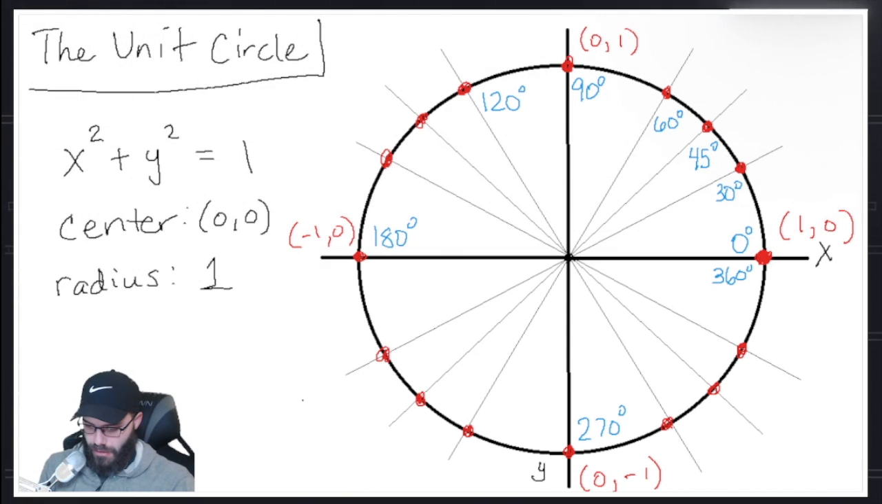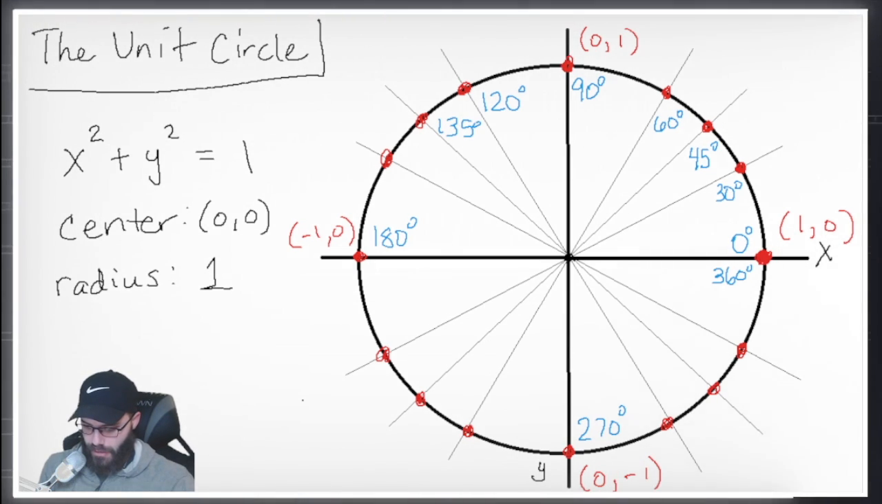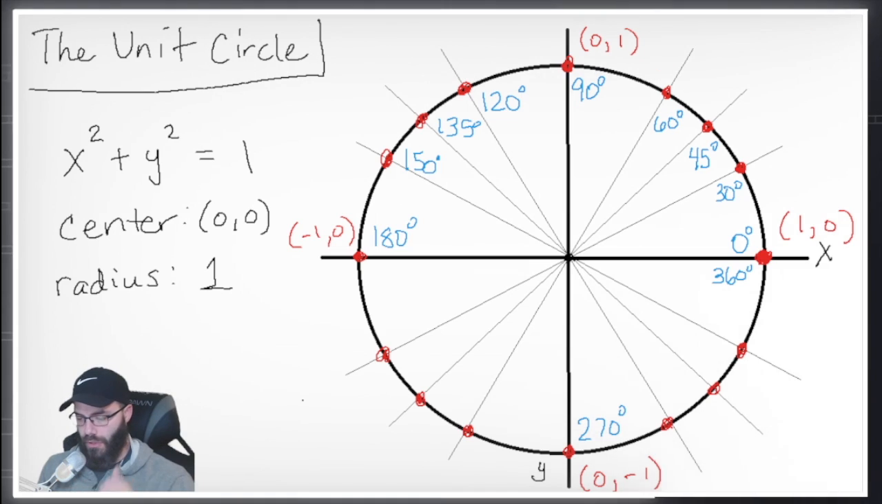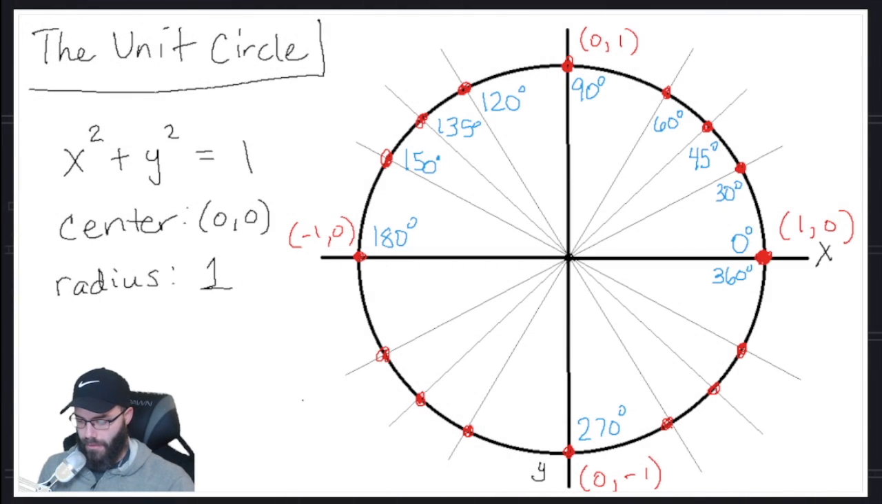Add 15, get 135. Add another 15, get 150. And then, just to make sure, add 30 and you get 180. All right, so it's a little pattern. Okay, do the same thing for quadrant 3.